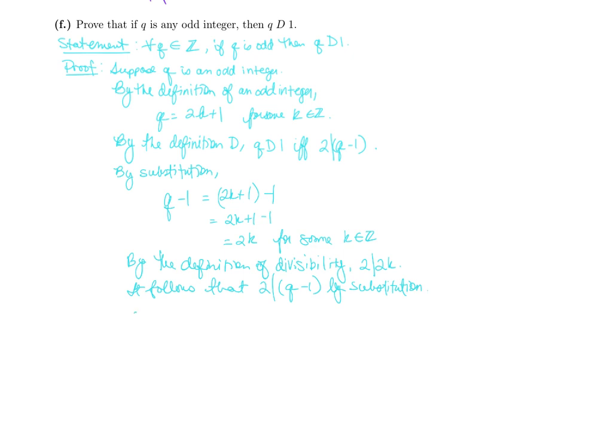So therefore, by the definition of D, Q is related to 1 by D. And that's how we write a proof for a relation.